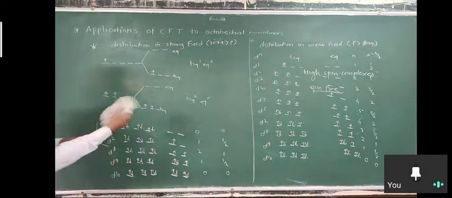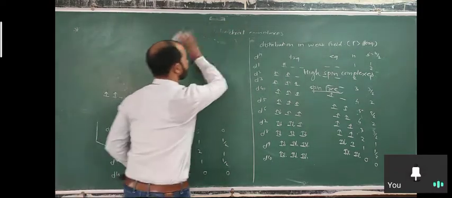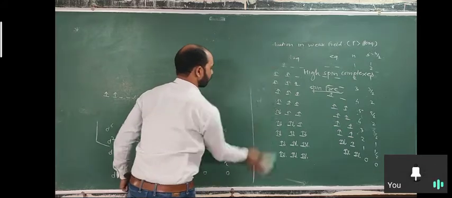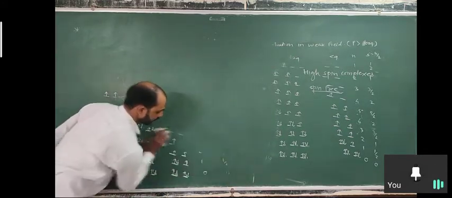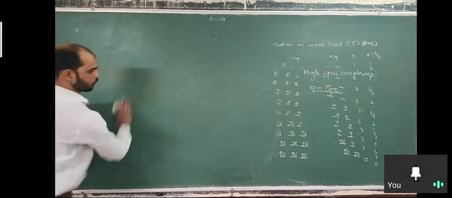So this way you draw all the splitting diagrams for D1 to D10 in both conditions, strong field condition as well as in a weak field condition. So okay, we stop here.